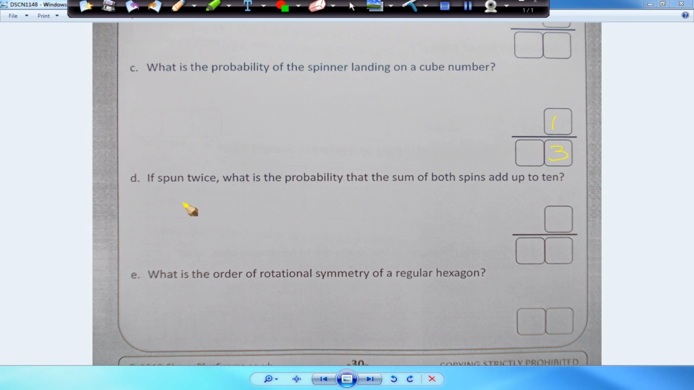If spun twice, what is the probability that the sum of both spinners adds up to 10? If spun twice, you've got to add up to 10. Let's have a look how we do this question. Let me turn to the original question here. We need to make a small table. Give me the numbers in order please, folks: 1, 3, 6, 7, 8, 9. That's one event.